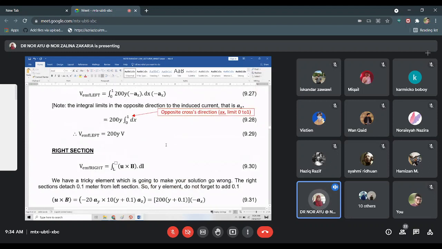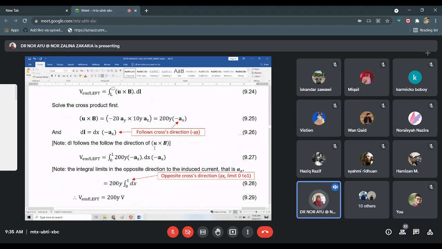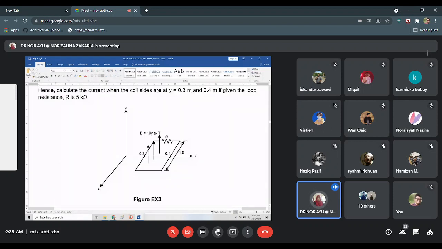Alright, so I hope the left section you understand. So we go to the right section. Similar thing, the only difference is for your B. So your U cross B, but your B value, instead of 10Y, now it will be 10 times Y plus 0.1. Before, at this line B was 10Y. B at this line is plus 0.1, so we have 10 times (Y plus 0.1). This value is 1 when these two lines are 0.1. So that's why we need to plus 0.1.